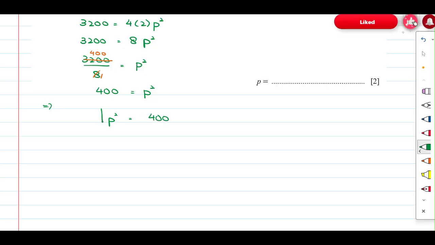To get the positive value of p, we have to take a square root on both sides, and whenever we do the square root on both sides, it's plus minus. Now the square and the square root cancel out. We have just p is equals to plus minus root 400, which is 20. But the positive value of p is positive 20. We are not supposed to figure out the negative value. The question asks for the positive value for p.